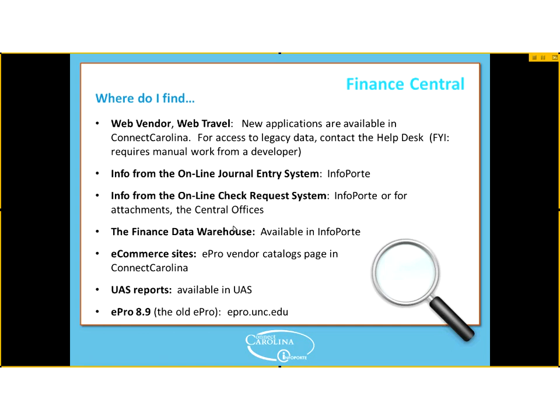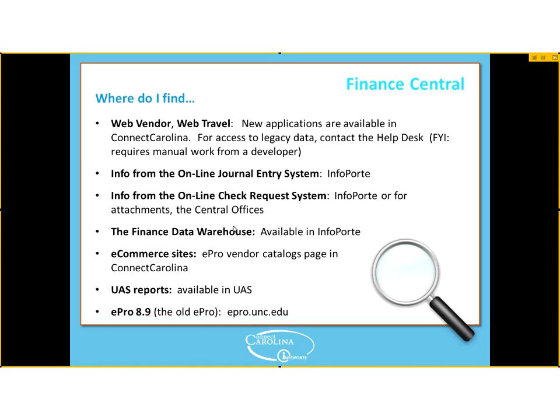The Finance Data Warehouse, again, that link is gone from Finance Central, but it is available through InfoPort. So it's basically a link to the old Finance Data Warehouse that's now built into InfoPort. And again, we're going to talk about that more in just a few minutes. The old e-commerce sites are now available through the ePro Vendor Catalogs page in Connect Carolina. So if you shop the vendor catalogs, you'll also see links for the e-commerce sites there. The UAS reports are available through UAS itself.